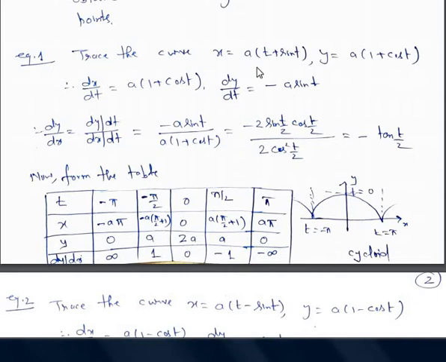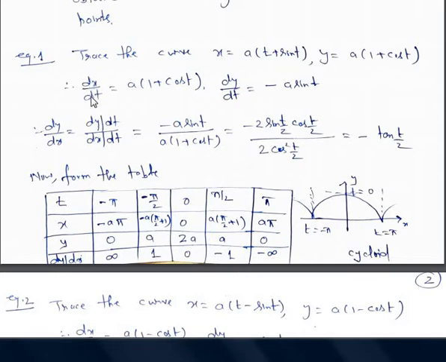Trace the curve x = a(t + sin t), y = a(1 + cos t). Now remember that these types of curves are known as cycloids. There are 4 kinds of cycloid, depending upon the signs: plus plus, plus minus, minus plus, minus minus, right?